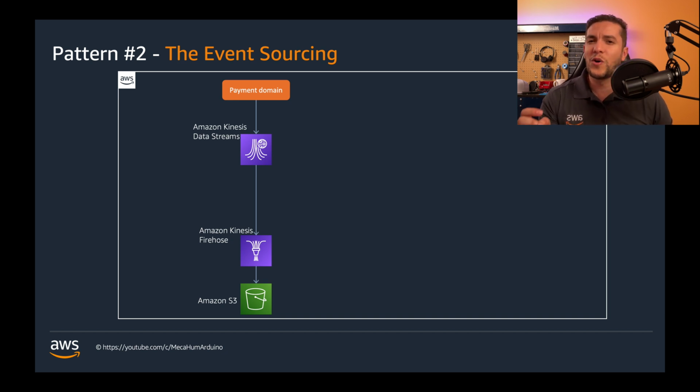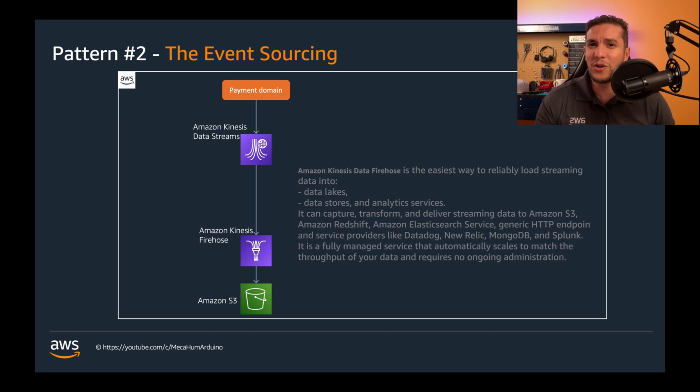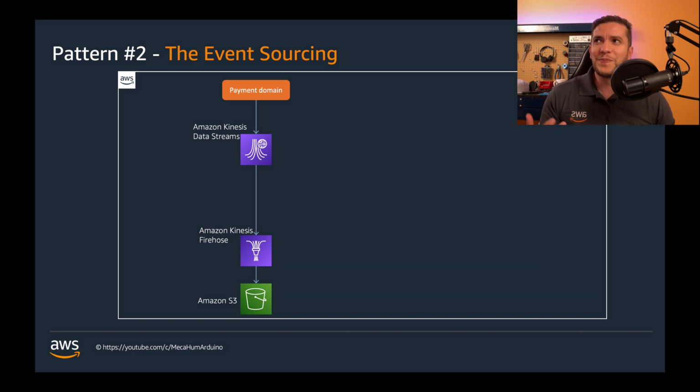And that's because Firehose is the easiest way to reliably load streaming data into data lakes, data stores, and analytics services. It is completely managed, you know, it automatically scales to match the throughput of the data. It can batch, it can compress, it can transform, it can encrypt data before loading it to S3. And did I mention it is serverless?